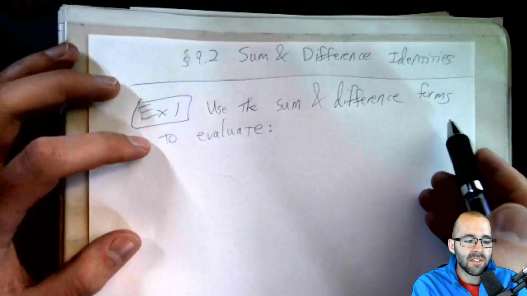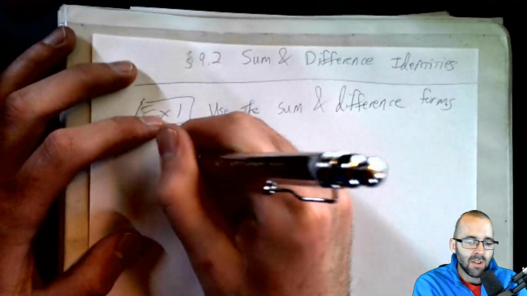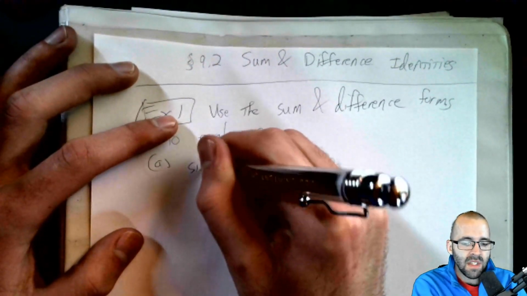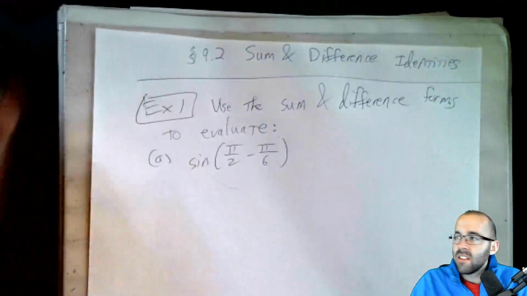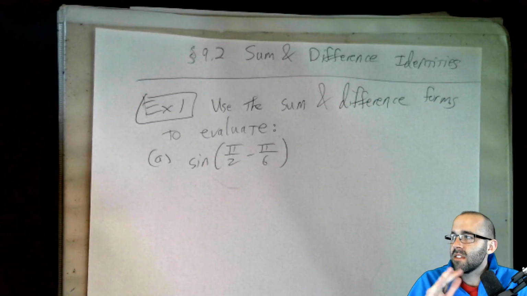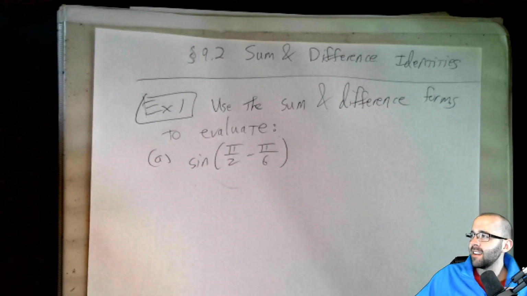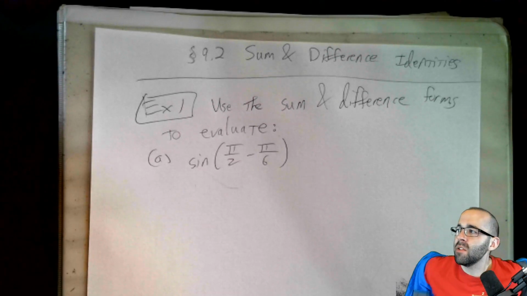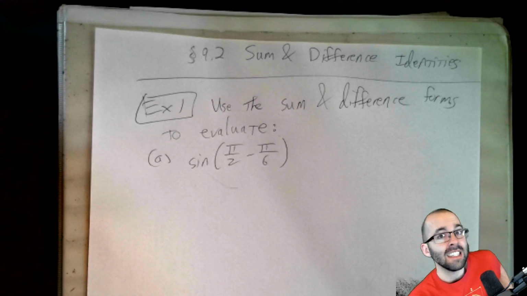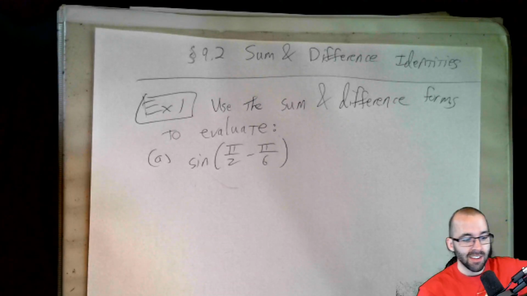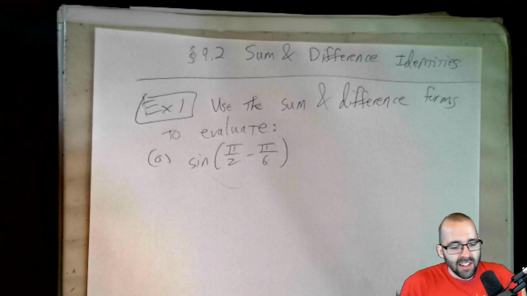Use the sum and difference identities formulas to evaluate the following: sine of pi over 2 minus pi over 6. In this first example, this is essentially a useless example. It doesn't really mean anything. This example is purely to just show you that this formula indeed works. So we promise it works, and let's see it in action.